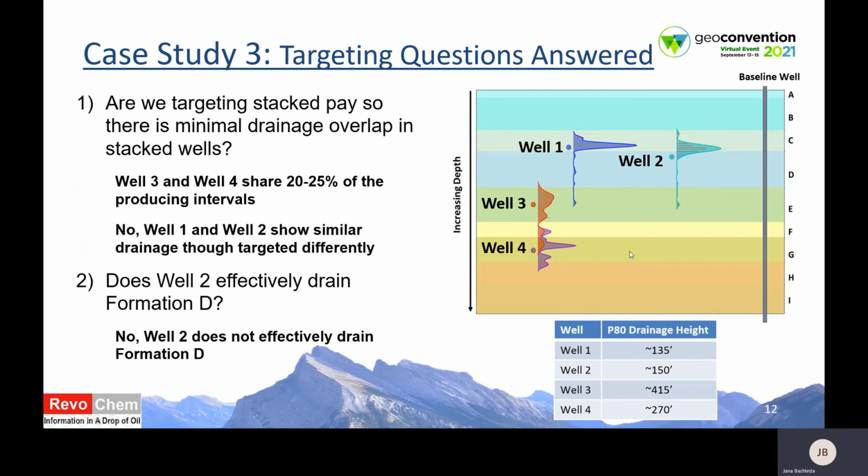Thankfully, a year after we received this data, we saw new operations that were offsetting this area, and wells drilled in formation E, G, and D had updated their targeting, and well 2 in formation D is now draining formation D much more effectively, and wells drilled in formation E and G have much less cross drainage. So we're excited about the result of this study.